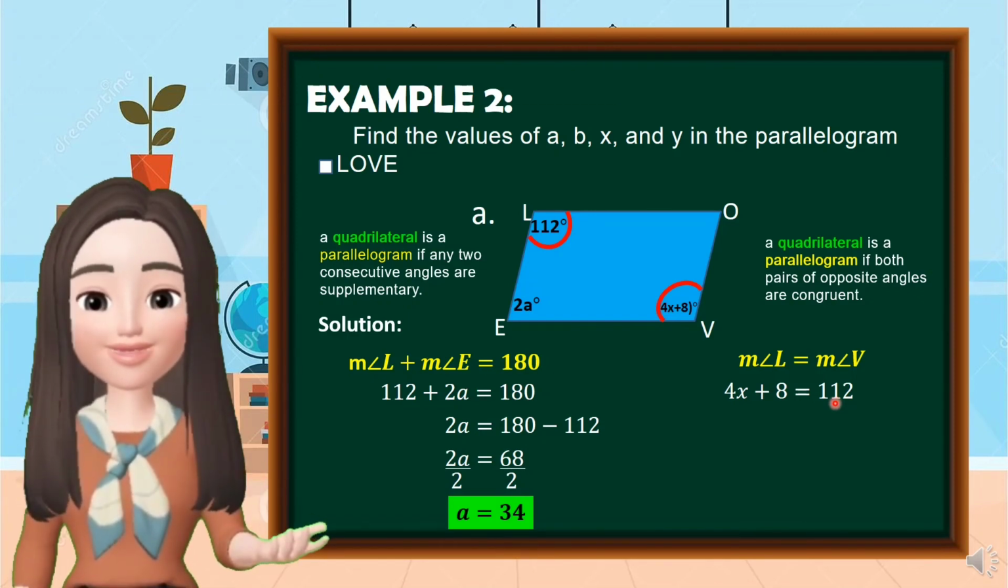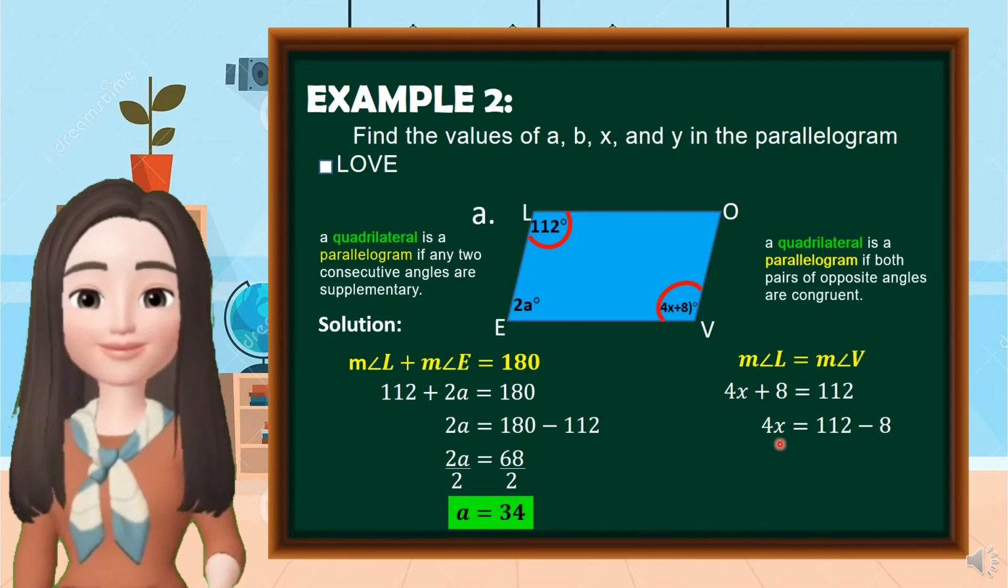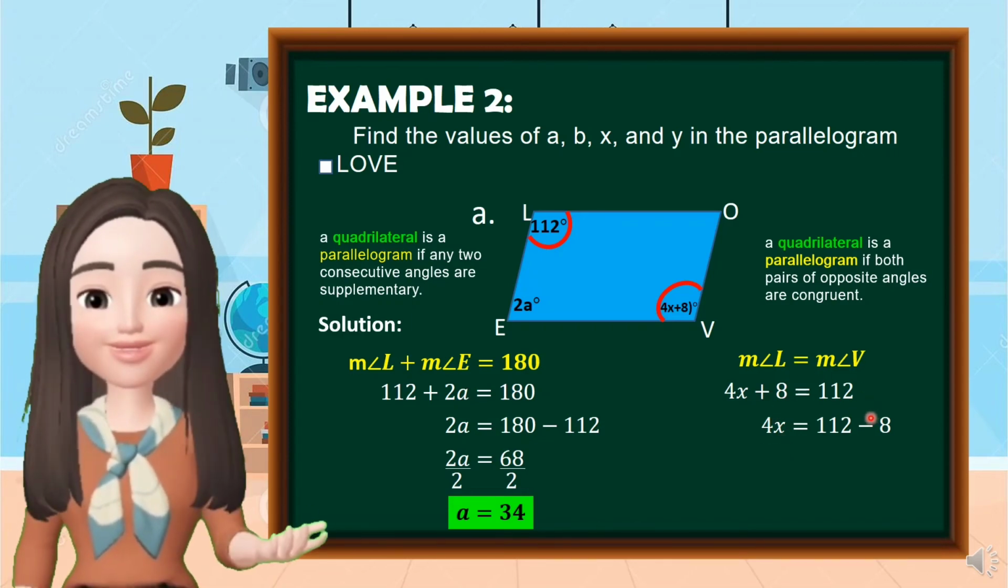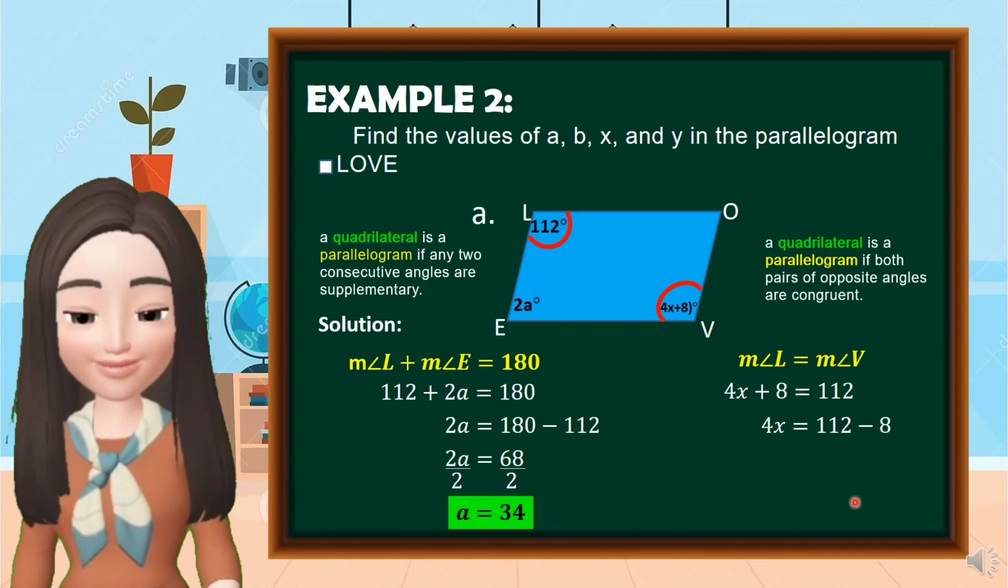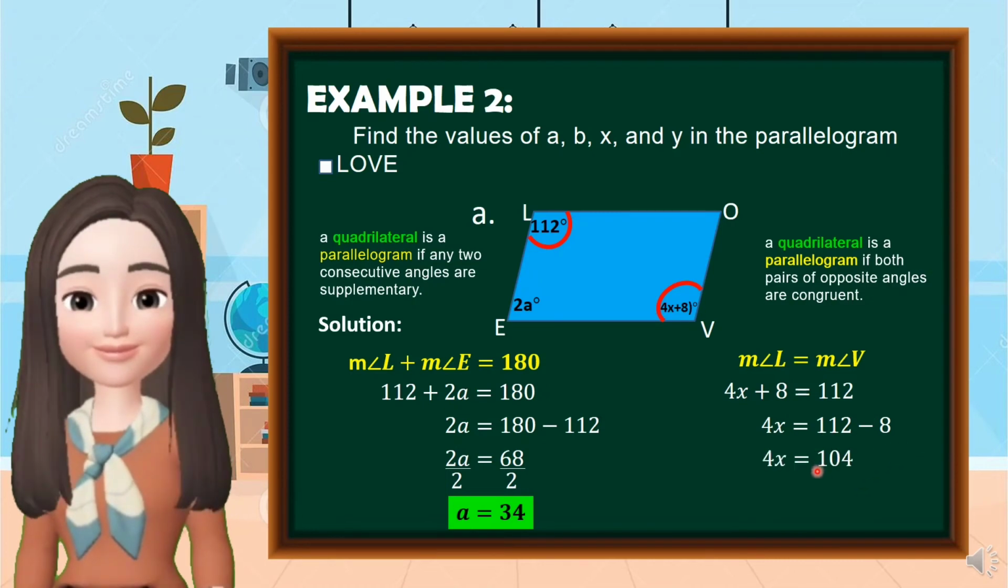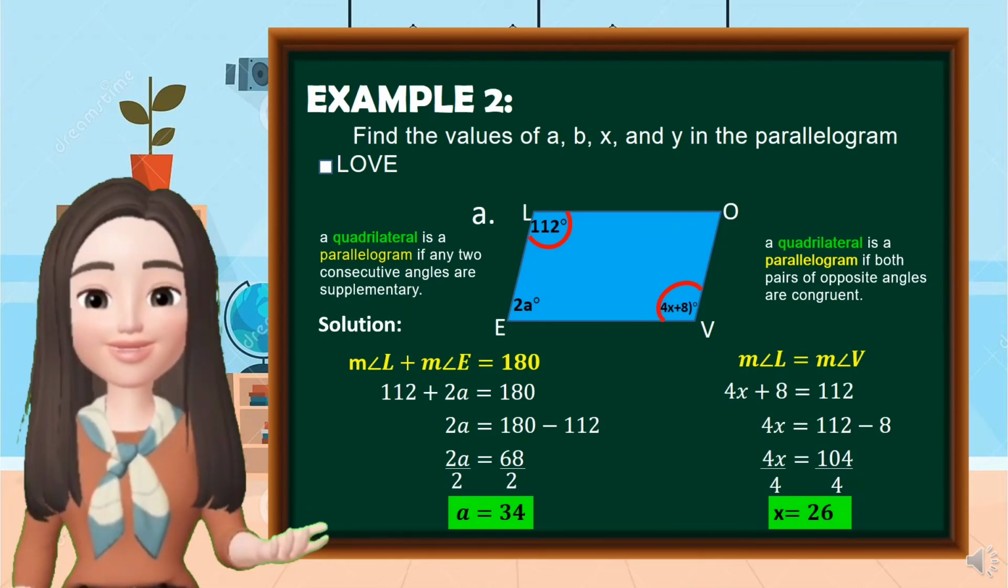Ayan, let us apply the solving linear equations. So that is by transposing the 8 into the right side. So, yung positive natin, magiging negative. So, this will become 112 minus 8. So, 112 minus 8 is equal to 104. So, 4x is equal to 104. To isolate x, para ma-eliminate natin si 4, we have to divide both sides by 4. Therefore, x is equal to 26. 104 divided by 4 is equal to 26. So, na-solve na natin si x or yung ating unknown variable.